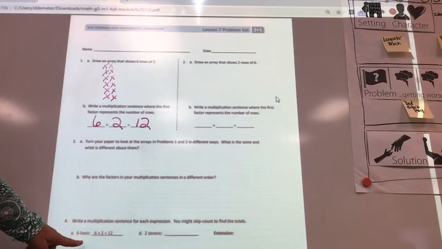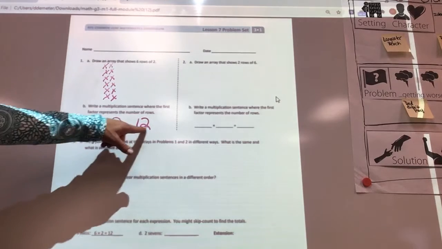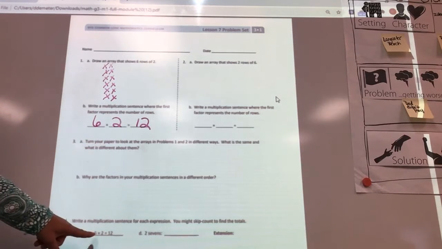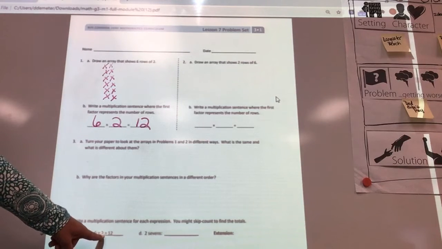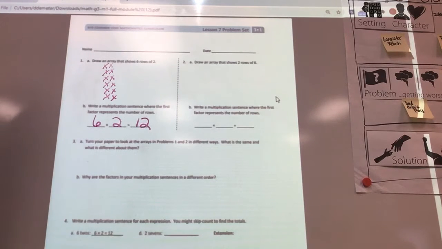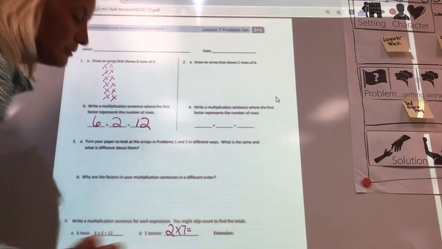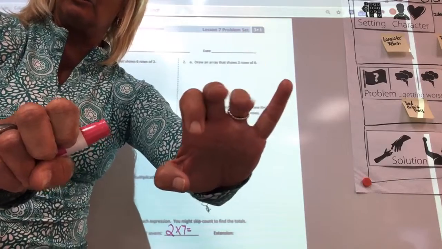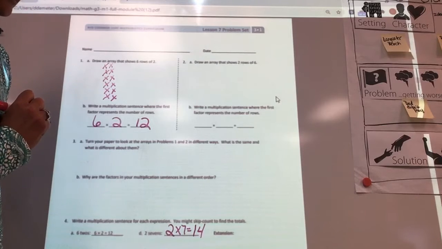Okay, down here, basically they're telling you to write a multiplication sentence for each one. So they give you an example. It says 6 2s, so it would be 6 times 2 equals 12. This one is saying 2 7s. So you would take 2 times 7 equals, and you would count by 2s 7 times, right? 2, 4, 6, 8, 10, 12, 14. Okay? And so on.